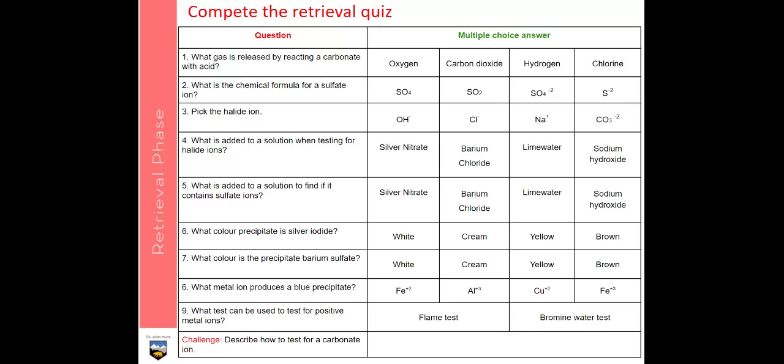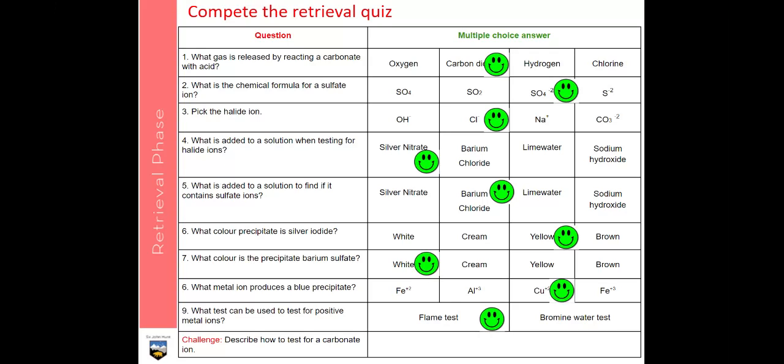Okay, so let's go through the answers then. The gas released by reacting a carbonate with acid: a carbonate should always release carbon dioxide gas. The formula for a sulfate ion is SO4 2-. The halide ion is Cl-. Remember, a halide ion is formed from a halogen in group 7.